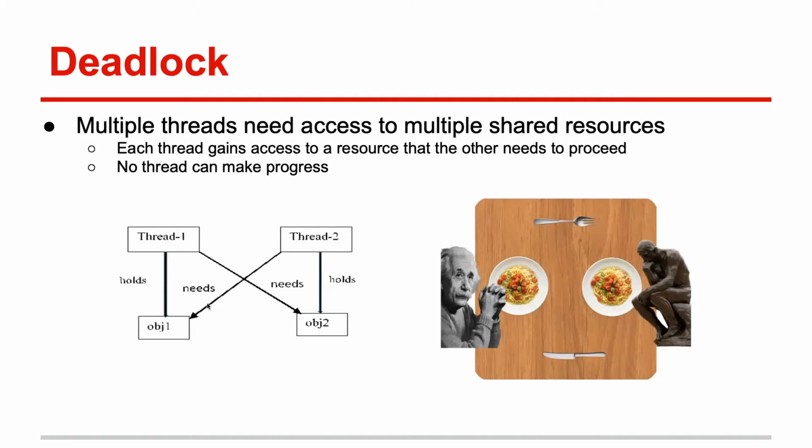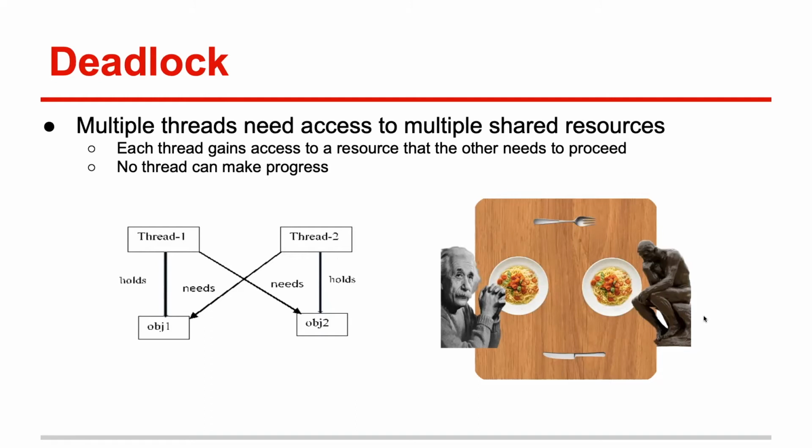And to understand that, you could probably try looking at these images, right? So you have thread 1 and thread 2. Thread 1 grabs a lock to object 2, while thread 2 grabs a lock to object 1. But thread 1 actually needs to access object 1 to continue, and vice versa for thread 2. And you can see that now no thread can actually make progress.